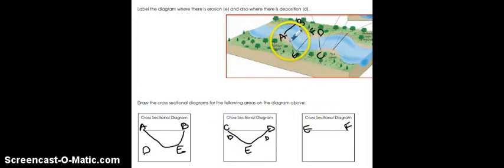And then for EF, E is the outside corner of the meander, so that's where we're going to see the most erosion. Water's moving fastest there, so that should be your deeper side. And F is your more shallow side because of deposition.